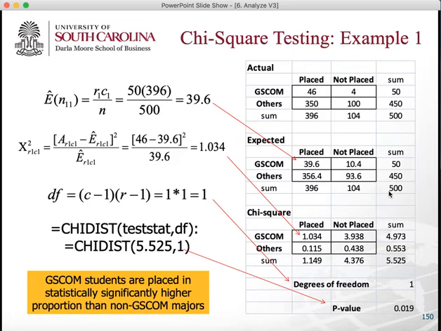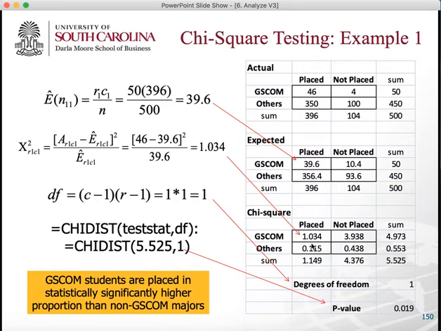So this is the expected if there is nothing going on. There's no impact or difference between them. Okay? And that's the way you do this math to understand what is the non-impact going on.